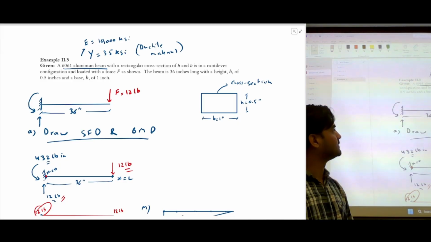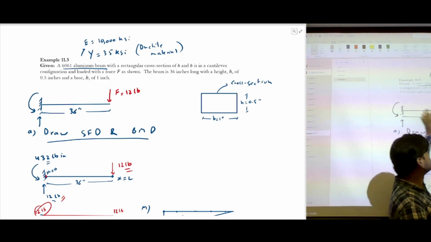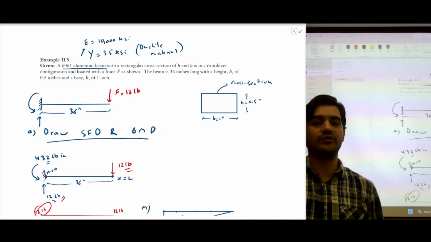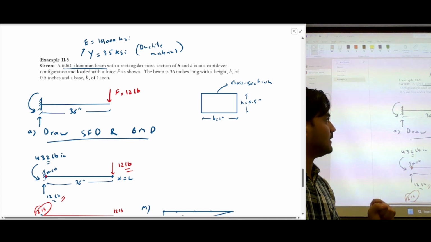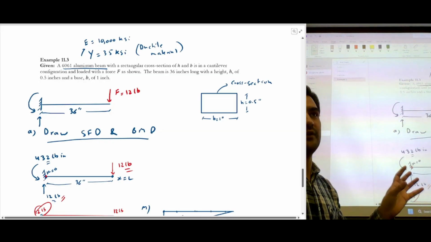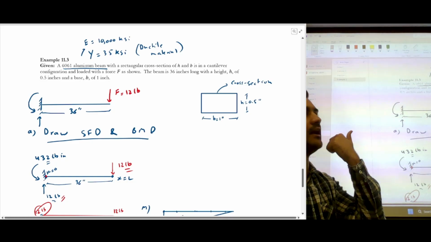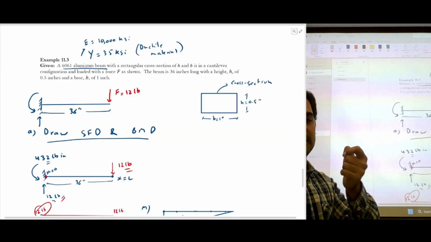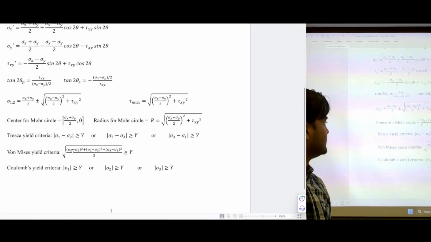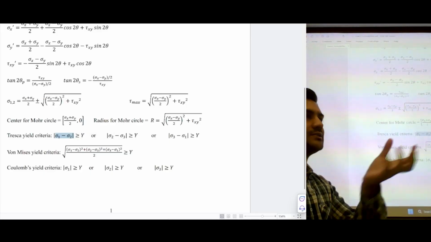So what we have to do is figure out if this is safe, or whether under this load this cantilever beam will yield or not. In order to figure that out, we have to use the yield criteria. This is a ductile material, so we have to use von Mises or Tresca. But in order to use von Mises and Tresca, we need stress 1 and stress 2. And we can only get stress 1 and stress 2 using stress transformations, right?